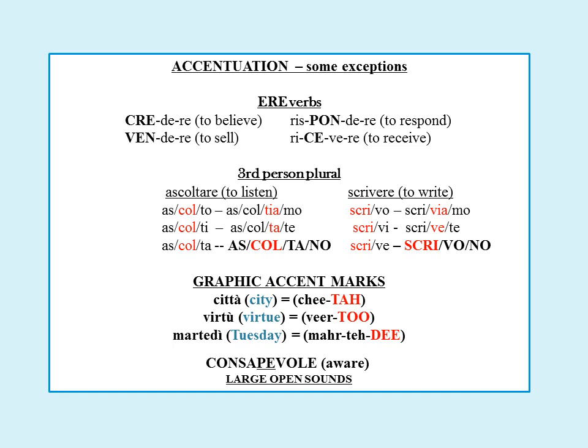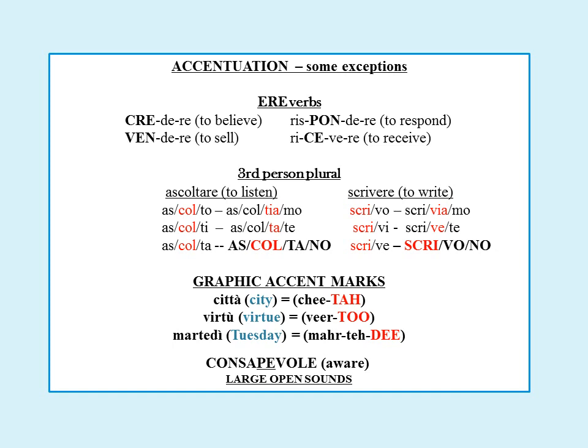Another group is the third-person plural form of verbs conjugated in the present indicative tense. All of the first five persons follow the general accentuation rule, but the third-person plural form does not. Here are two examples: ascoltare. Ascolto, ascolti, ascolta. Ascoltiamo, ascoltate, ascoltano. Scrivere. Scrivo, scrivi, scrive. Scriviamo, scrivete, scrivono.